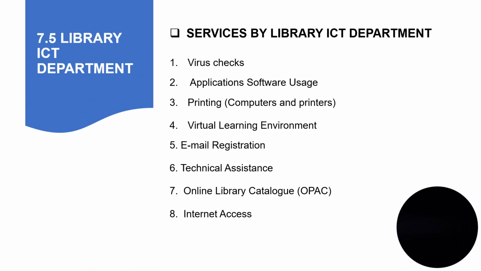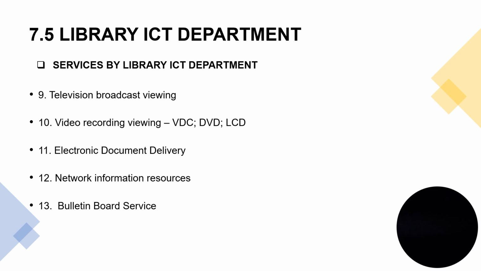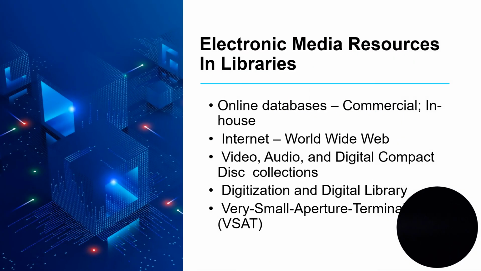Other services by the library ICT department include virus checks, application software usage, printing, computers and printers, virtual learning environment, email registration, and technical assistance. They also need to handle OPAC and internet access in the library. Another set of services they have to look at: television broadcast viewing, video recording viewing, electronic document delivery, network information resources, bulletin board services. So in simple words, anything related to IT is handled by this IT or automation department.